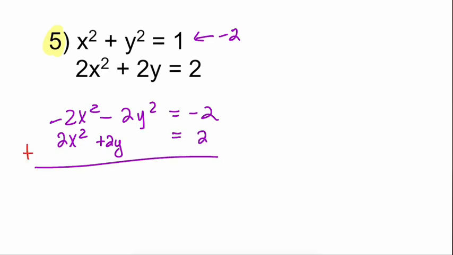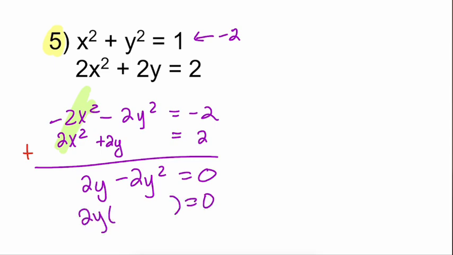And now you can see when we add these 2 together, our 2x squareds are eliminated, which makes life great. Because then we have 2y minus 2y squared equals 0. Now, because it's a quadratic, we need it equal to 0 to solve it by factoring or the quadratic formula. So it worked out really nice that it was equal to 0, because now we can just factor that left side. Both of our terms are divisible by 2y. So take that 2y as your greatest common factor and set it out in front. When you take 2y out, you're left with 1 minus y.